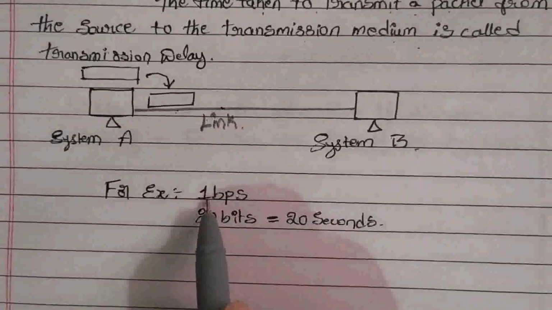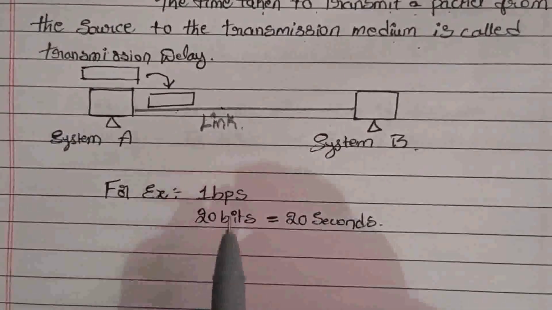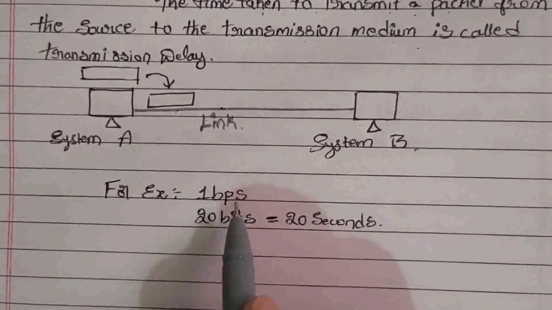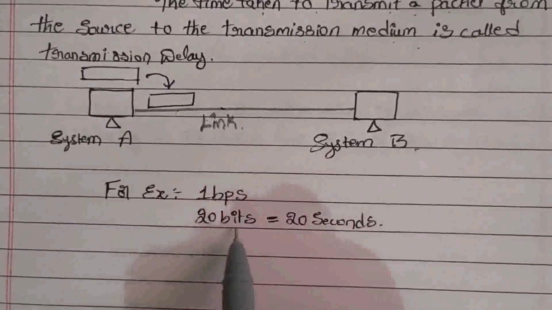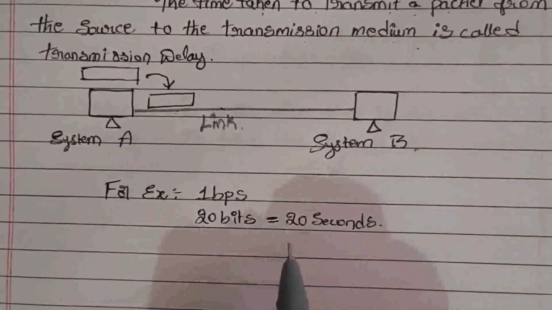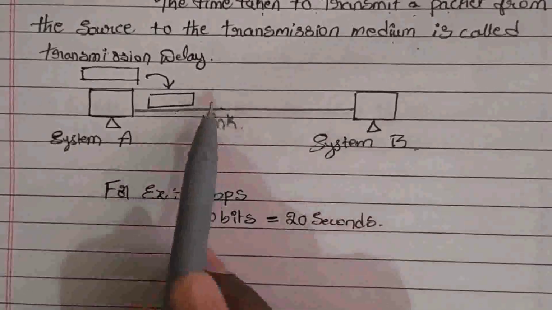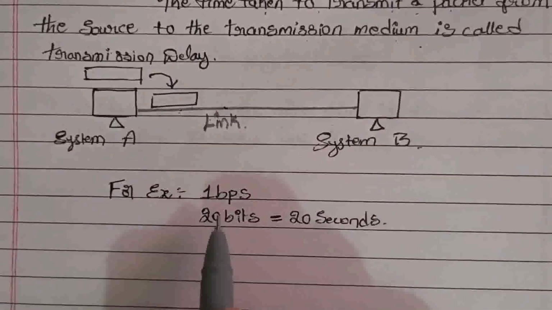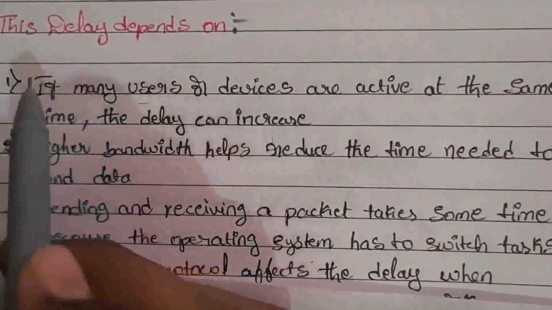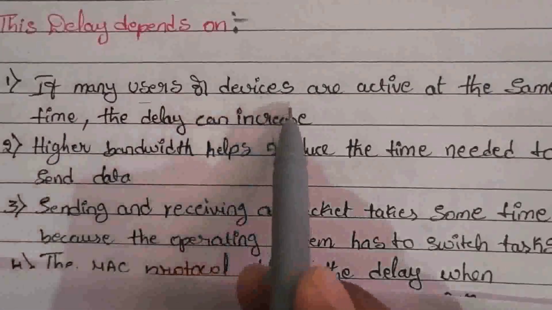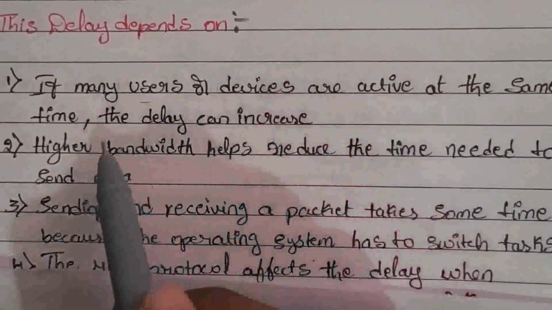For example, 1 bit per second. System A takes 1 second per bit to put a packet onto the link. If we have 20 bits, it will take 20 seconds to put 20 bits onto the link. It is called a transmission delay. This delay depends on many factors: if many users or devices are active at the same time, the delay can increase.